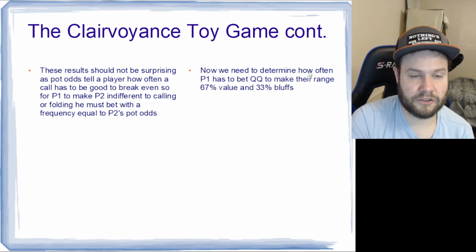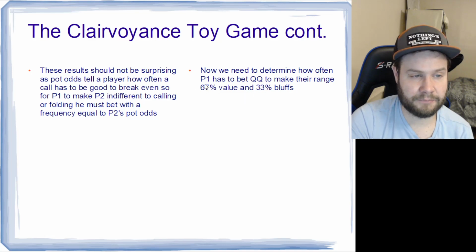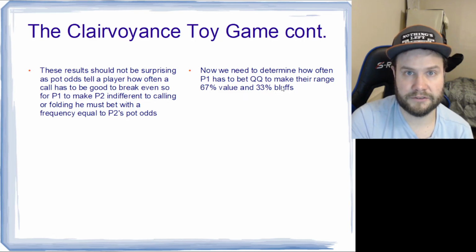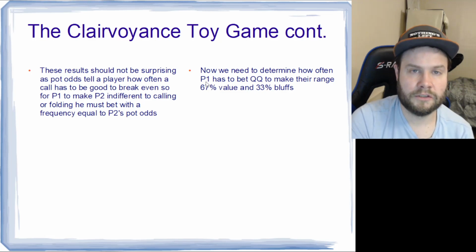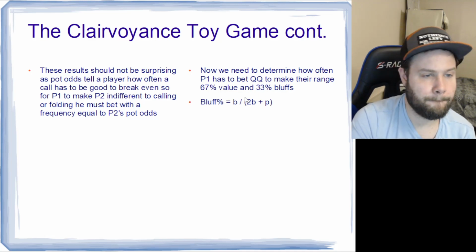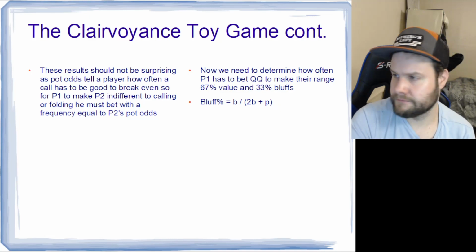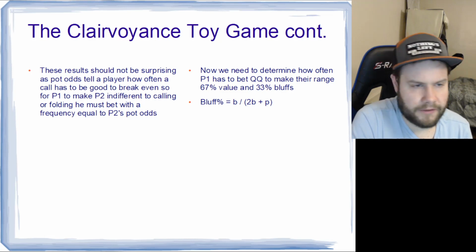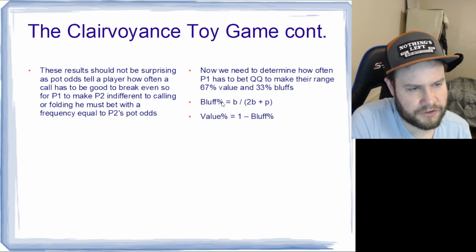So what we need to do is determine how often player 1 has to bet queens to make it so that their range is 67% value and 33% bluffs, right? So that makes sense, right? In order to allow player 2 to win 33% of the time, player 1 has to have 33% bluffs. So your bluff percentage is equal to bet over 2 bet plus pot. I tried to look up where exactly this equation comes from. They just listed it in the book, but we'll say bluff percent is bet divided by 2 bet plus pot.